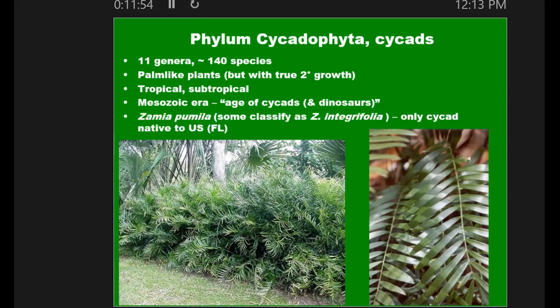Here, depending on who you talk to, they'll say in the United States, it's Zamia pumila. Some people say, no, it's Zamia integrifolia. You don't need to know those names. Just be aware that that's one of those, however you want to call it, or classify it. That's the only one that we know of that's native to the United States, and Florida is where you find them. Okay, so cycads are interesting.